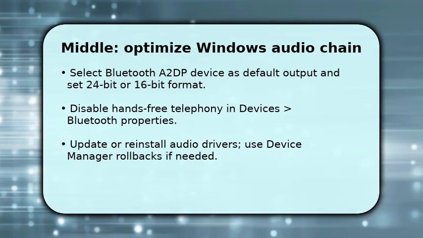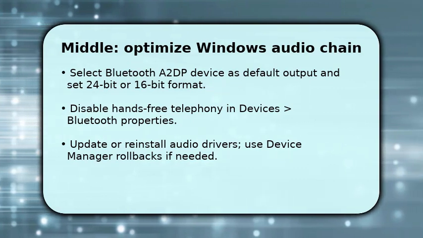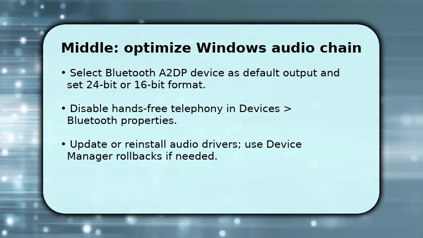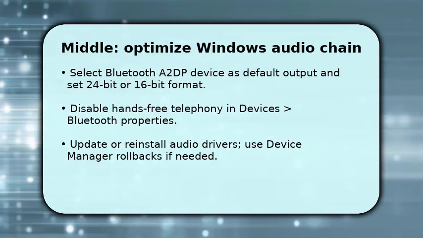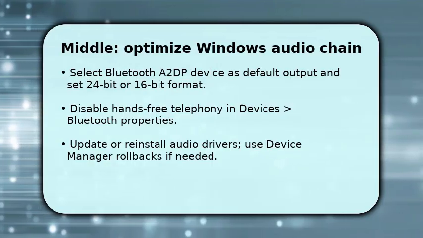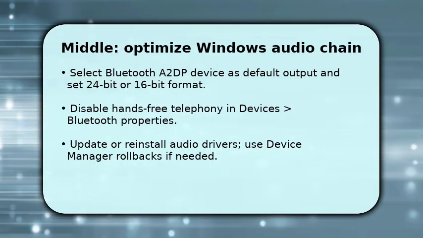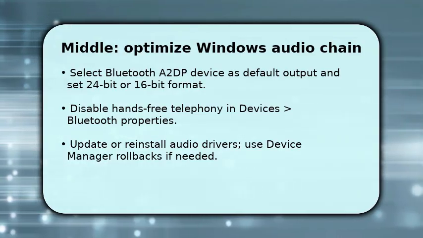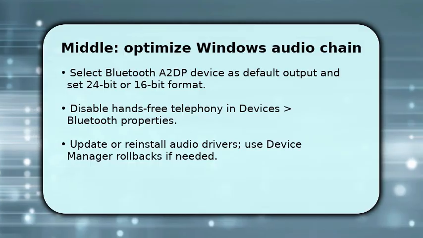Now focus on the audio chain. Choose the Bluetooth A2DP device as the default output in sound settings and pick a higher bit depth if available to reduce resampling. Next, go to Devices, open the headset properties and disable hands-free telephony so Windows won't switch to the low-quality HFP profile during media playback.